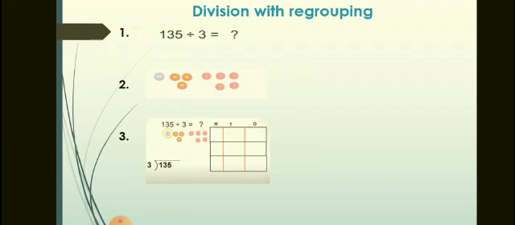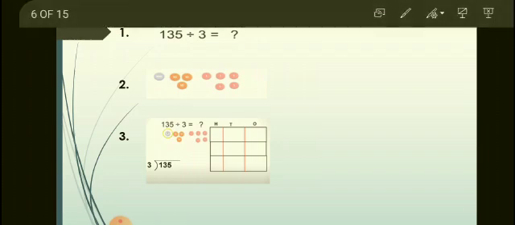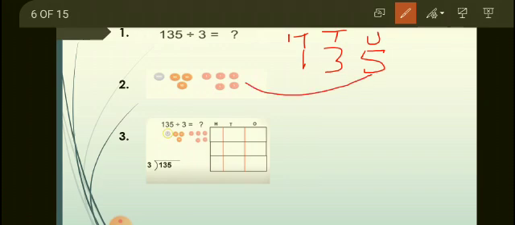Division with regrouping is also very simple, as without regrouping. In this example, 135 is your dividend and 3 is your divisor. In 135, 5 is your unit value or ones value, 3 is your tens and 1 is your hundred. It means there are 5 ones, 3 tens and 100. As I have divided in this table.